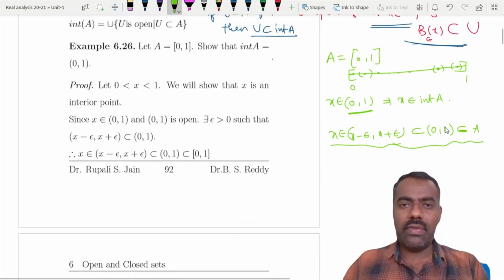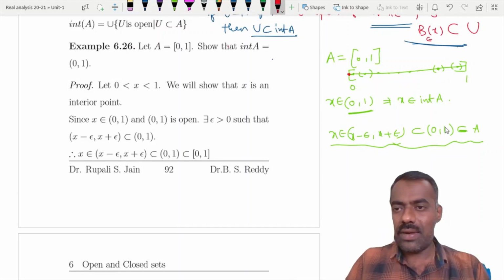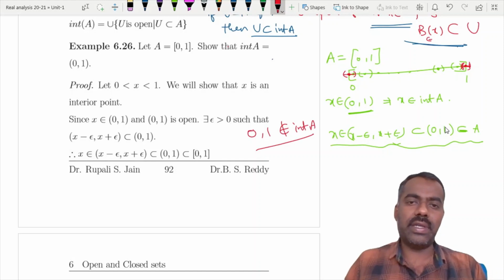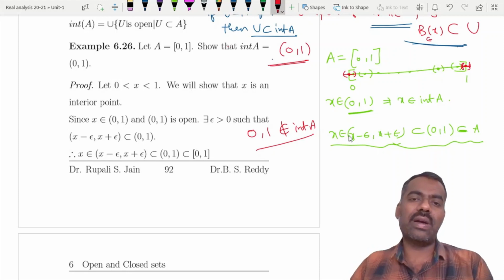Whereas if we take the end points 0 or 1, however small an open interval we try to take, you can see that some part is outside this set. So therefore 0 and 1 are not interior points. All remaining points are interior points, so the interior of A is the open interval (0, 1).